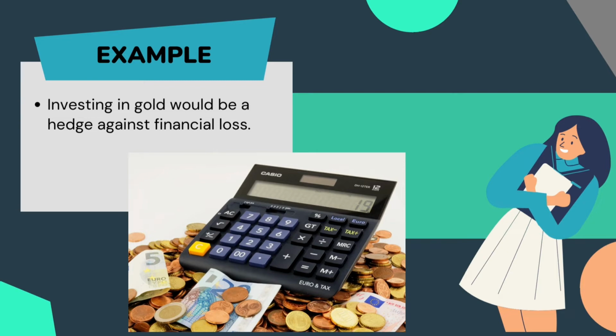The example is: investing in gold would be a hedge against financial loss. This means that if you invest in gold and you buy gold with your money in a financially deficit condition, that gold would be a hedge for you to protect you from the financial loss.